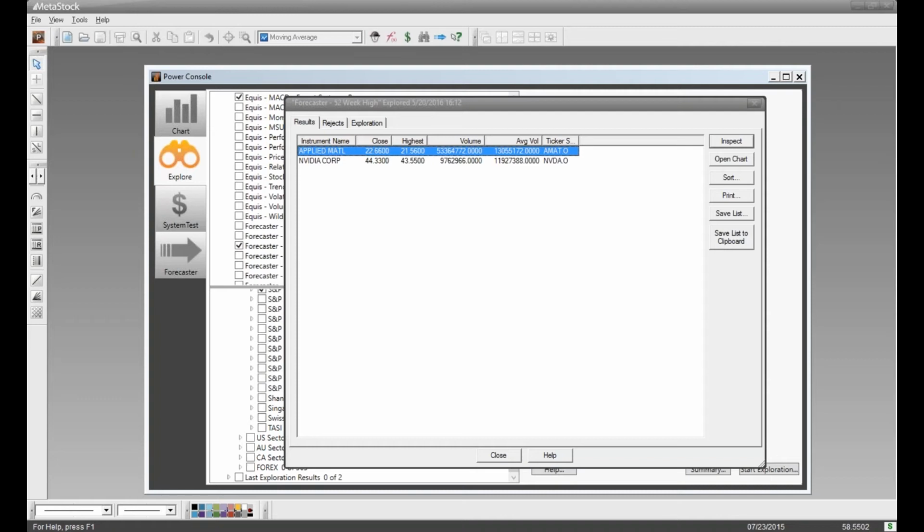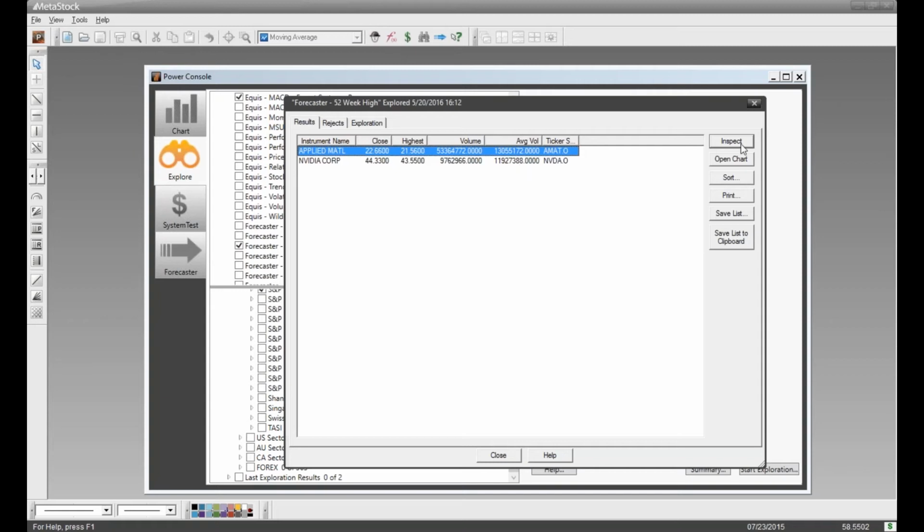What we've done here is put the MACD scan over top of the 52-week high, so that any of the positive results from the MACD expert system automatically get tested to see if any of them have hit a 52-week high. After doing so, these two have in fact hit a 52-week high, and they've matched the MACD expert system. So I can open both of these into charts individually, or I can go ahead and run them through our system tester.